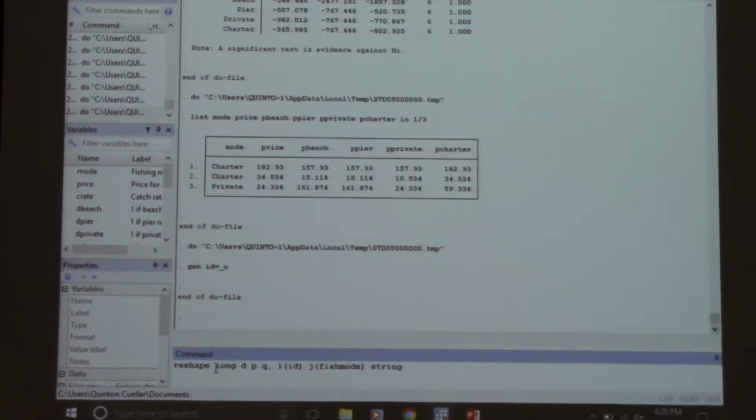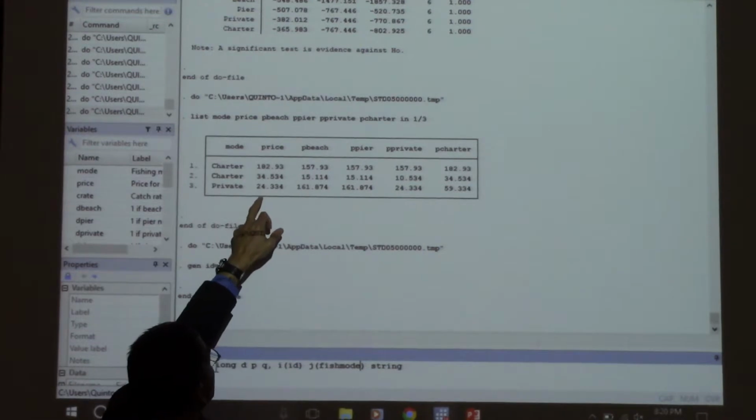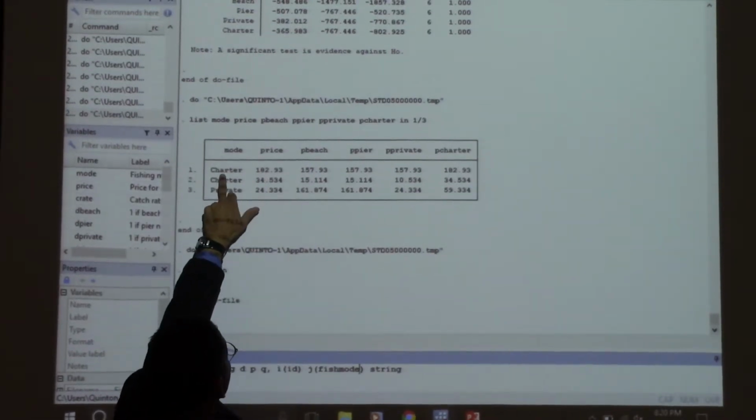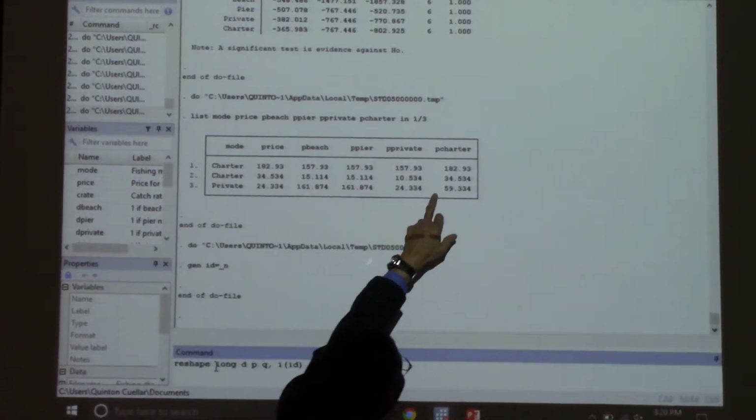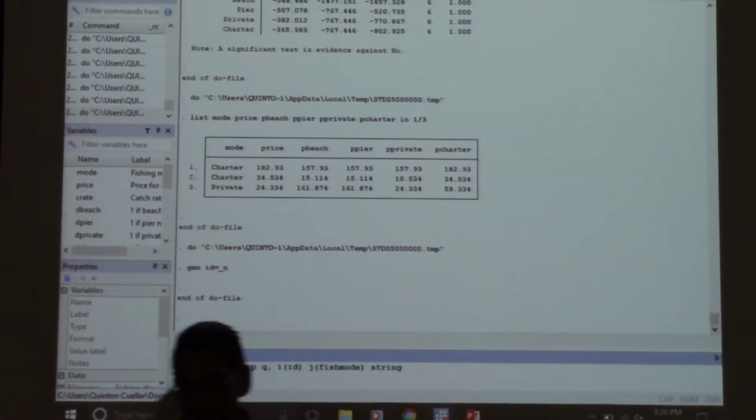This price reflects the price that they paid for the mode. So notice that this price, they chose Charter, and that's the price they paid for the Charter.